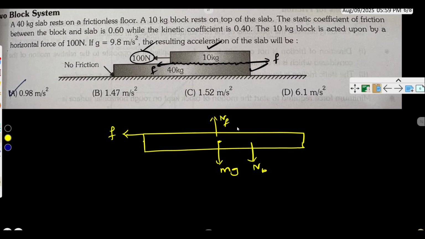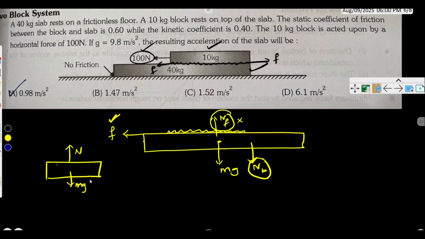So which normal reaction do I have to use? I cannot use this normal reaction because this friction is happening at this surface. This surface means this normal reaction I have to use. How much is this normal reaction? You have to calculate it from the block. This normal reaction is equal to mg. So normal reaction due to the block is 10 into 9.8. That is 98. This much is the force with which the block is pressing on the 40 kg slab.